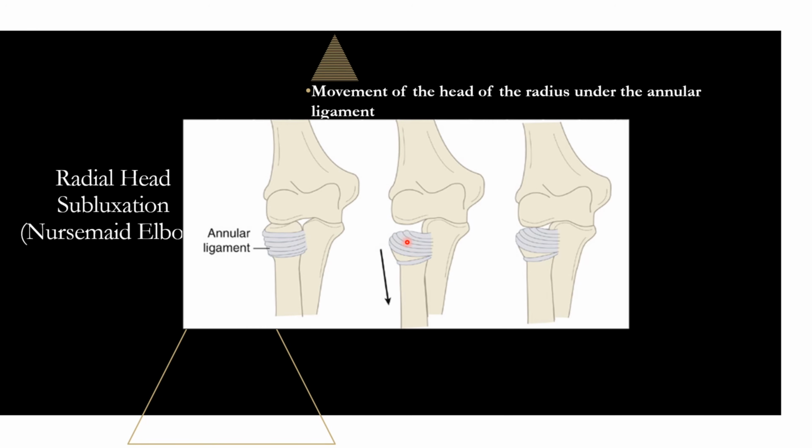So that's what happens here. That's why they have the pain. Somebody pulls here, the annular ligament slides over the head of the radius, the radial head, and then you have this problem that we see here. So the movement of the head of the radius under the annular ligament.